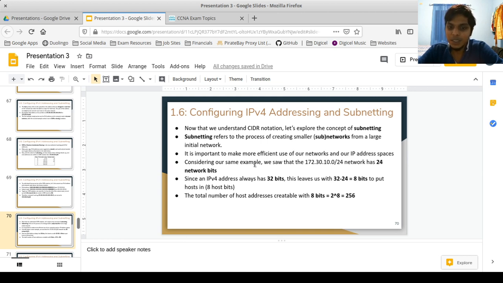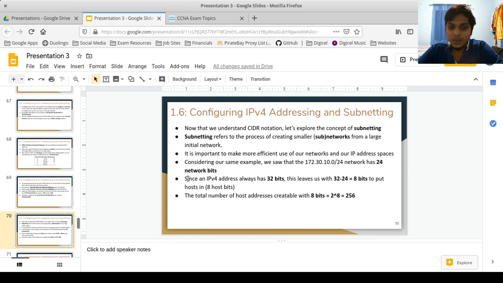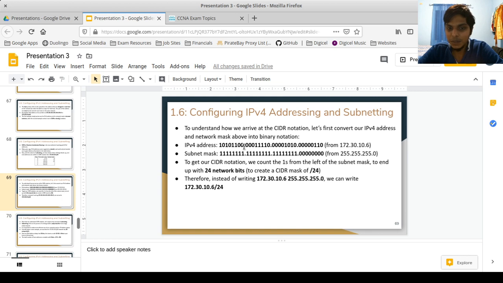Considering our same example, we saw that the 172.30.10.0/24 network has 24 network bits. We saw that here, right? We have 24 network bits, or subnet bits. Since an IPv4 address always has 32 bits, it must, we know that we have the 32 bits, and then we have 24 network bits or subnet bits based on this subnet mask.